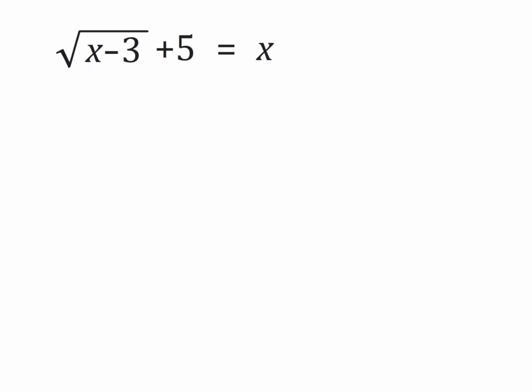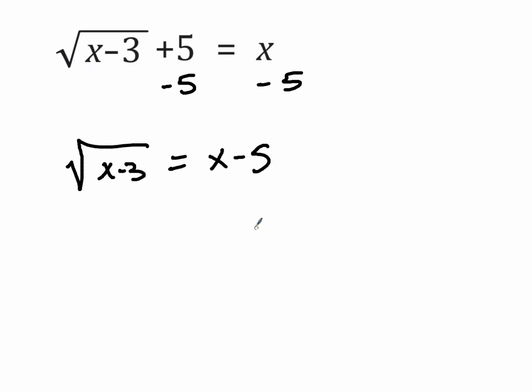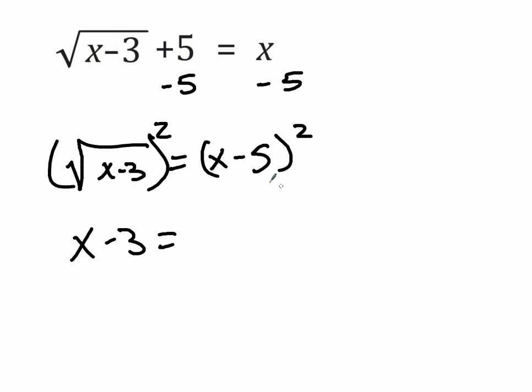All right, let's solve this equation. So we're going to get the radical by itself, subtract 5 on both sides. You get the square root of x minus 3 is equal to x minus 5. Now we're going to square both sides to get rid of the radical sign. Square, square. The square root of x minus 3 squared is just x minus 3.